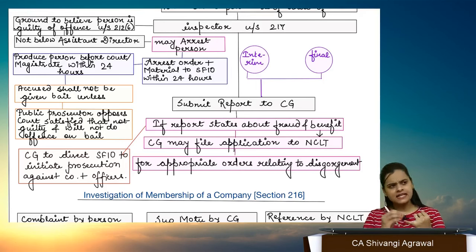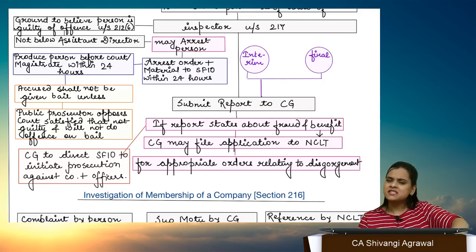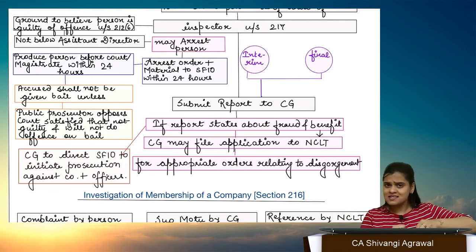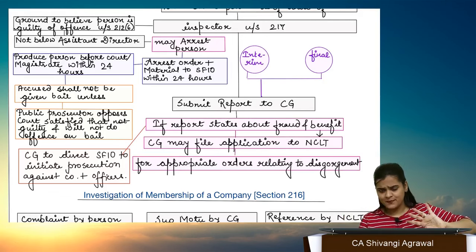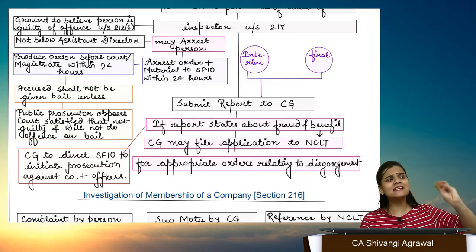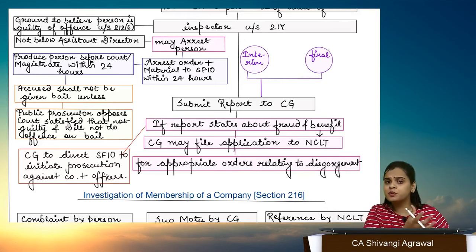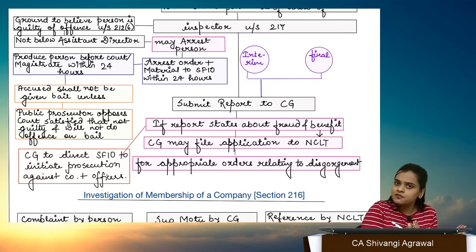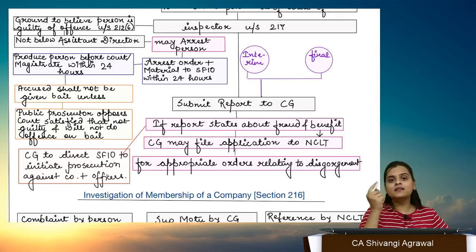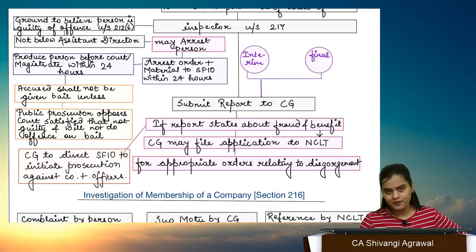If the court is satisfied that this person who has been arrested is not guilty and he must be released on bail, he's an innocent person, he will not commit any offense when I release him on bail. If the court is satisfied of that thing, then only the court will release him on bail.